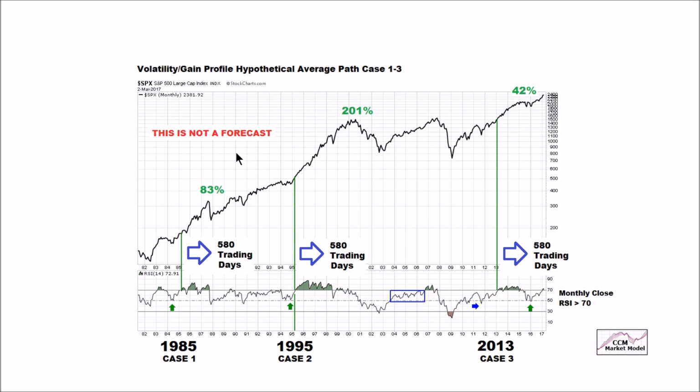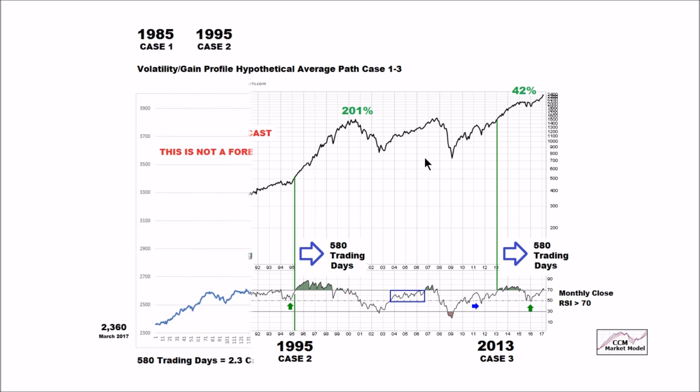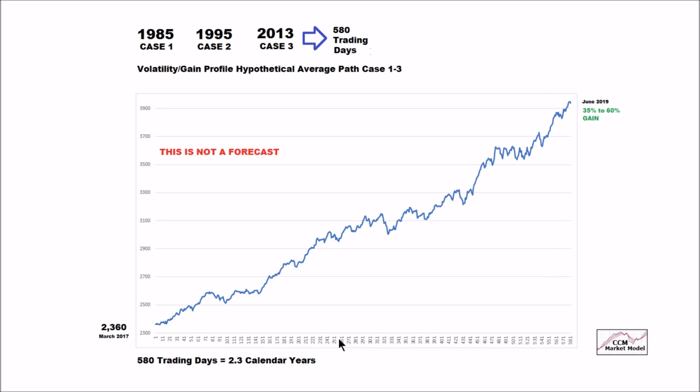Our objective here is not to forecast, but to better understand potential volatility and profit profiles going forward. If we look at the average path the S&P 500 took for these cases, looking out 580 trading days, which is 2.3 calendar years, we can see good things happen, and there was some volatility along the way.